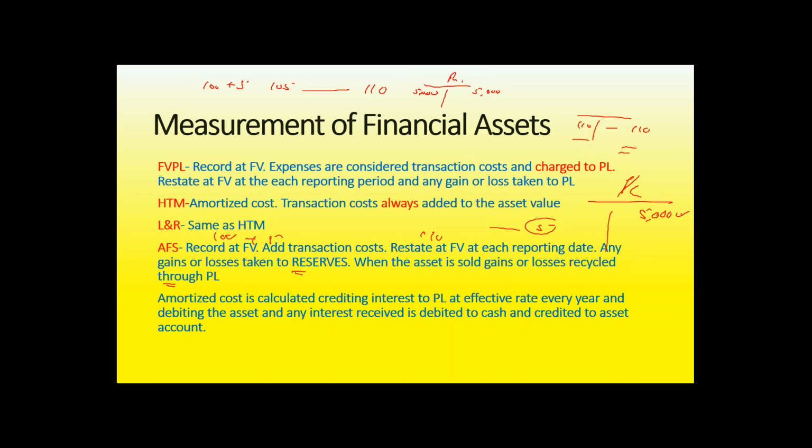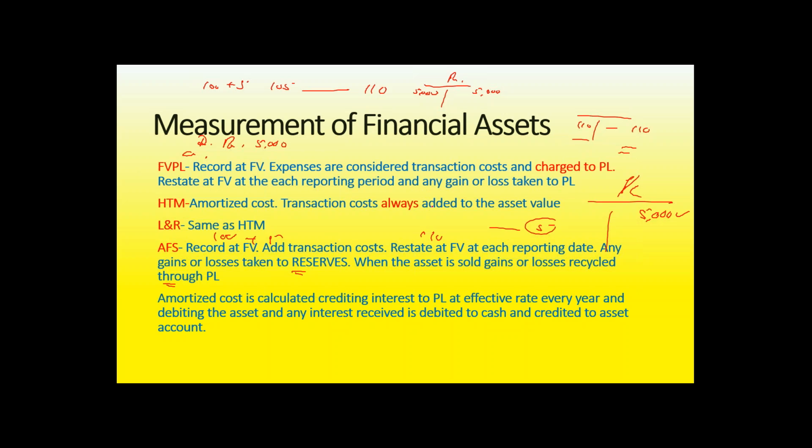Okay, so are you writing down the reserve account, or are you moving it somewhere else? No, to the P&L. You pass a journal entry, debit reserves and credit the P&L. What is the aim of this? Because we have sold the asset.